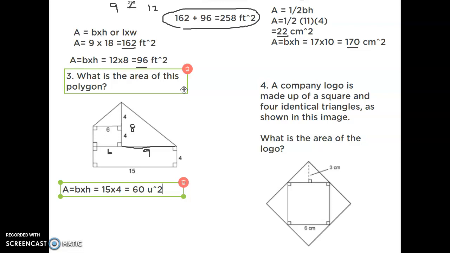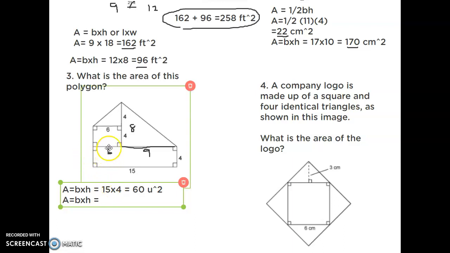That way you have to put some kind of units there. Okay, let's do our other rectangle. Area equals base times height. And this one, it's 6 times 4, because our base is 6 times 4, and that gives us 24 units squared.